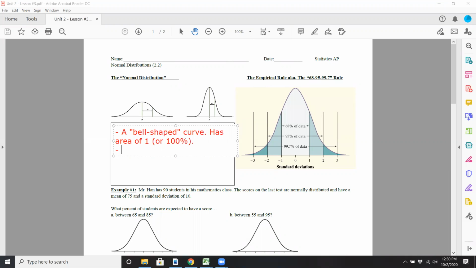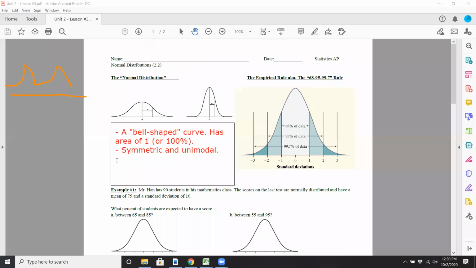Also, it's symmetric and unimodal, meaning there's only one mode. Remember, the mode is a number that shows up the most often, and you're not going to have bimodal. Bimodal will be like this. We have a distribution kind of like that, but here we only have just one peak. So that's what's going on there.